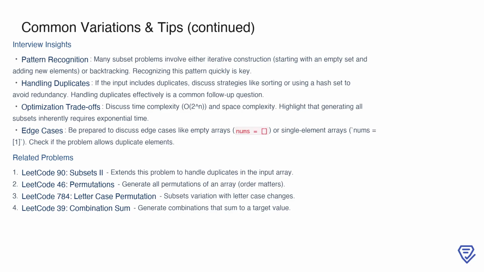Finally, it's helpful to relate subsets problems to others that share similar concepts. For example, LeetCode 90, Subsets 2, extends this problem to explicitly handle duplicates. LeetCode 46, Permutations, shifts the focus to generating all possible orderings of the elements. LeetCode 784, Letter Case Permutation, introduces subsets with letter case variations, and LeetCode 39, Combination Sum, asks you to generate subsets that meet a specific target sum.